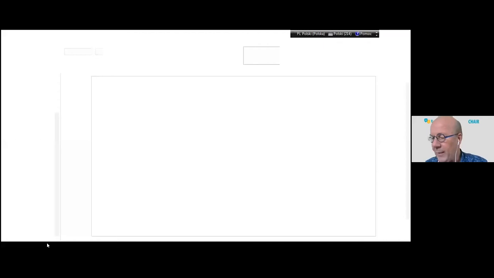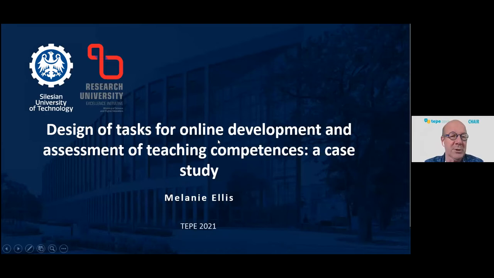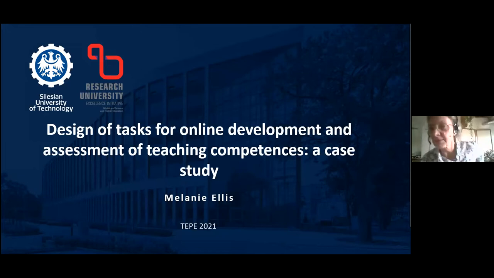online courses? So let's move to Melanie Ellis from Silesia University of Technology in Poland, who looked at an online course for teaching English as a foreign language within primary teacher education. Melanie, the floor is yours. Thank you very much. I hope that's visible. My slideshow is there and you can hear me? Yes, it is.